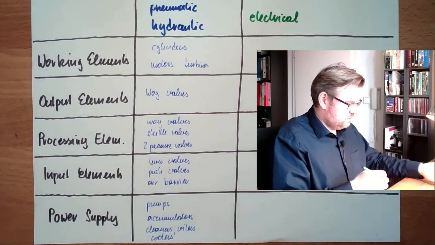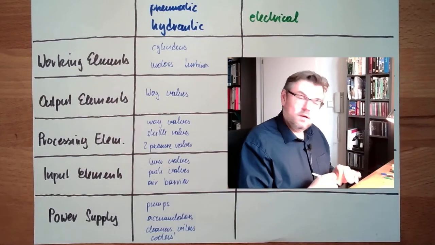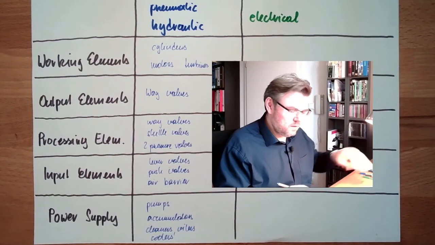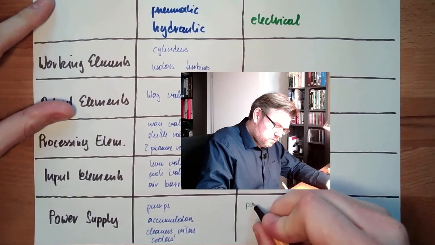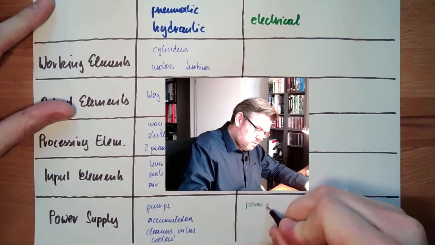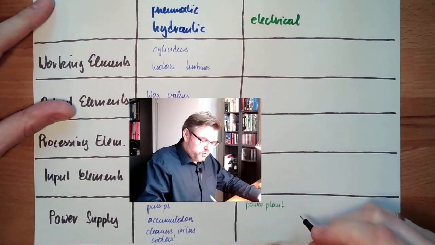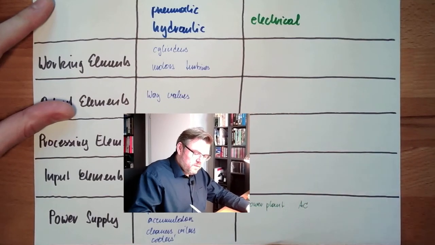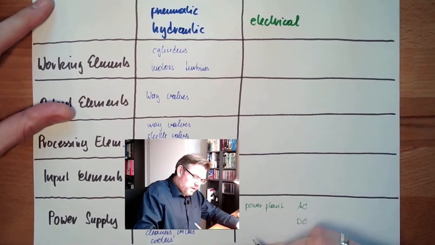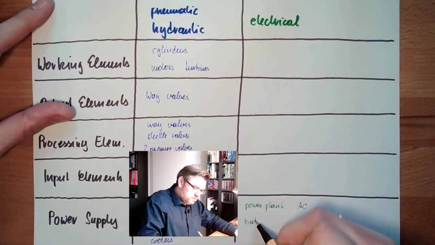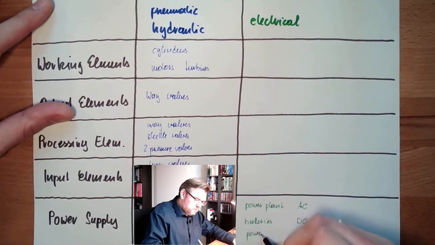Electrical controls. And there is also a power supply. And it's not the plug. It's usually the power plant. Power plants usually produce AC current. And there is also DC. And DC can come from batteries and power supply units.